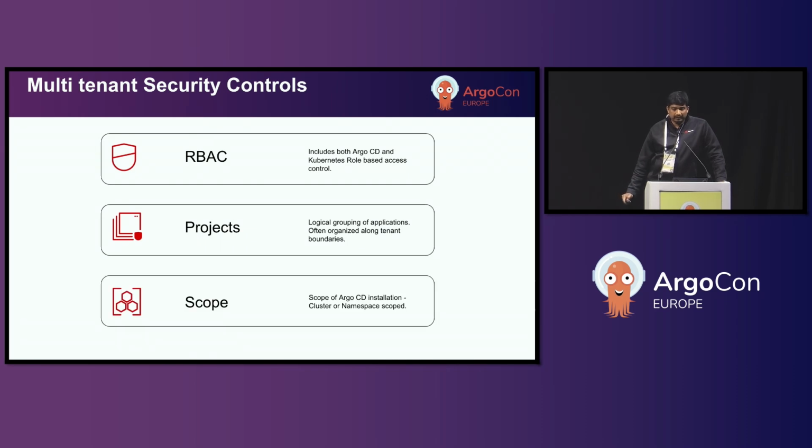And then next we have the scope of the cluster. Argo CD supports two kinds of installations. One is the cluster-scoped installation, wherein Argo CD has full control over the entire cluster. And then there is a namespace-scoped installation, wherein it can deploy resources only to a particular namespace.